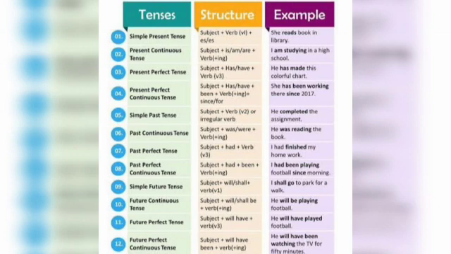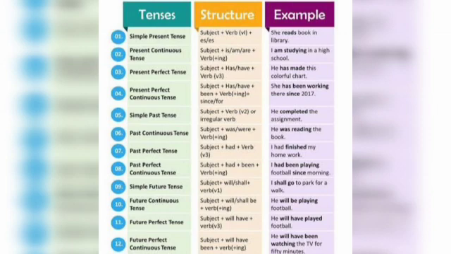The seventh type of tense is past perfect tense. It is used when we want to express an action that was completed before another action took place. Its structure includes subject plus had plus verb third form plus object. For example, I had finished my homework.